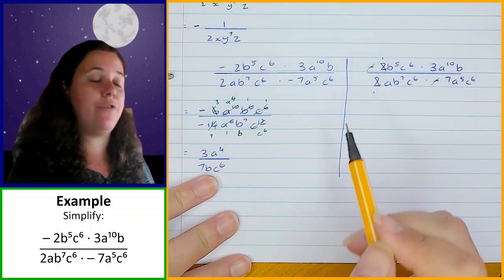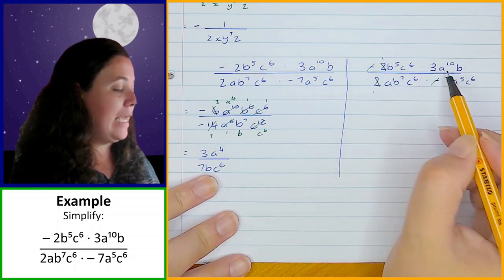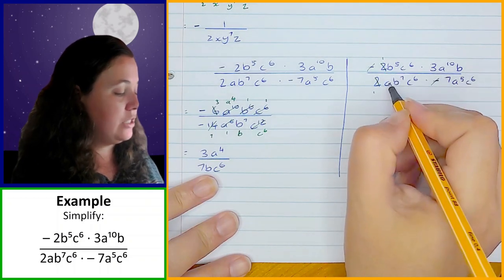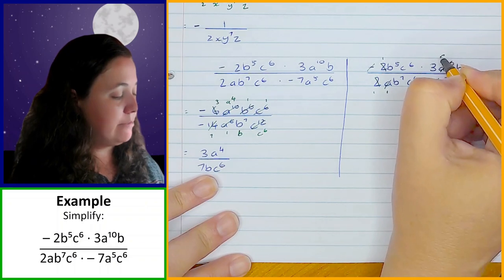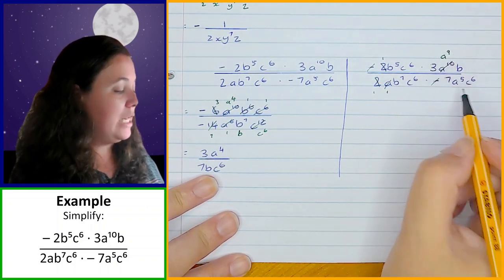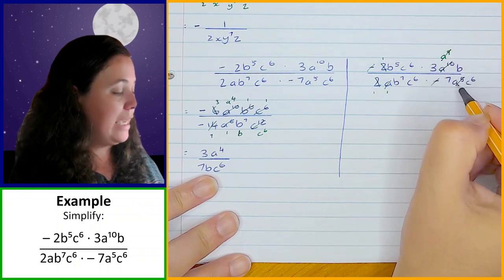Let's have a look at my variables. Let's first look at the a's. I've got a over here, and I've got a to the power of 10 over there. So I can cancel this a with the a to the power of 10. That gives me 1, and that gives me a to the power of 9. Then I still have an a to the power of 5 over here, so I can cancel the a to the power of 9 with the a to the power of 5.